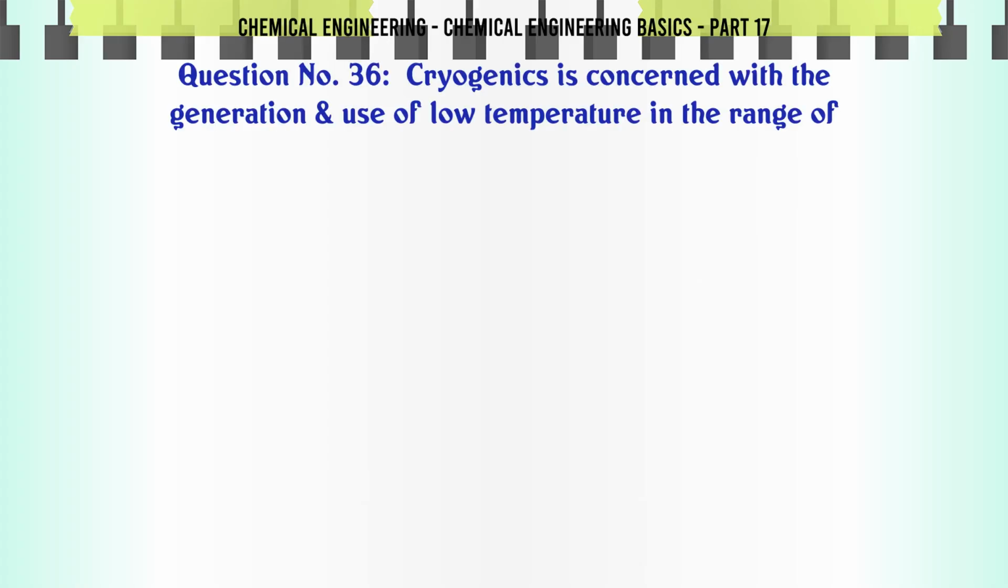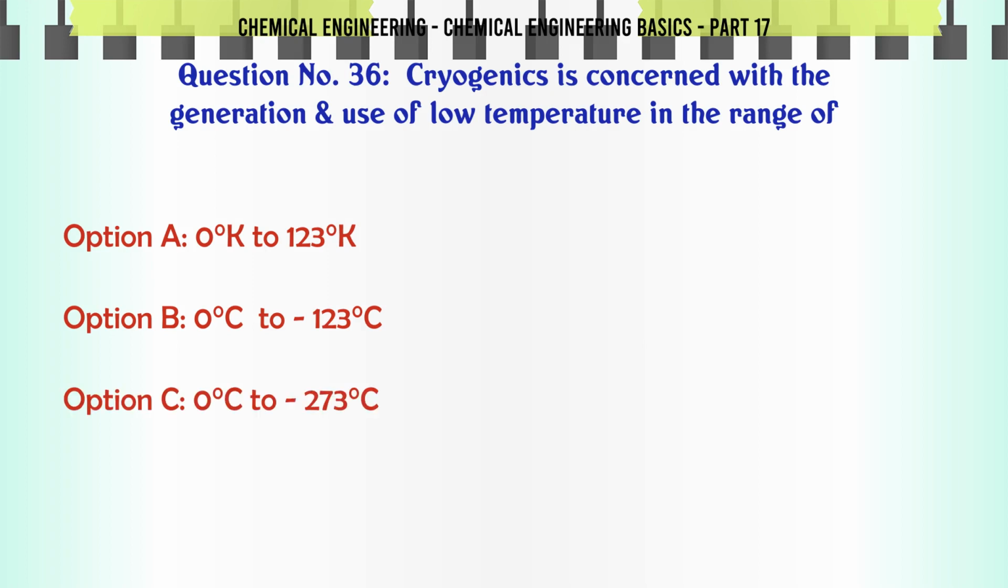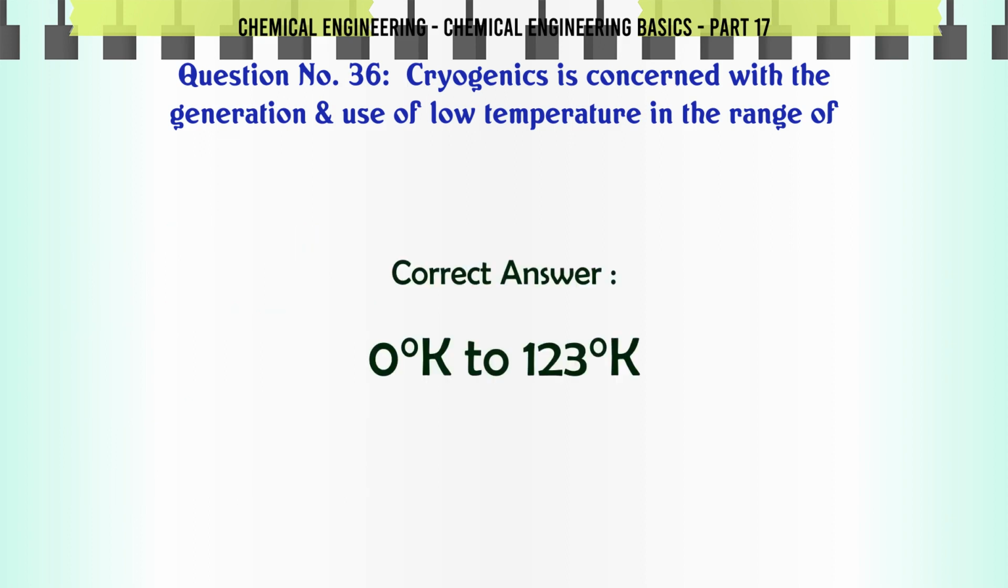Cryogenics is concerned with the generation and use of low temperature in the range of A. 0 K to 123 K. B. 0 C to 123 C. C. 0 C to 273 C. D. 0 K to 273 K. The correct answer is 0 K to 123 K.